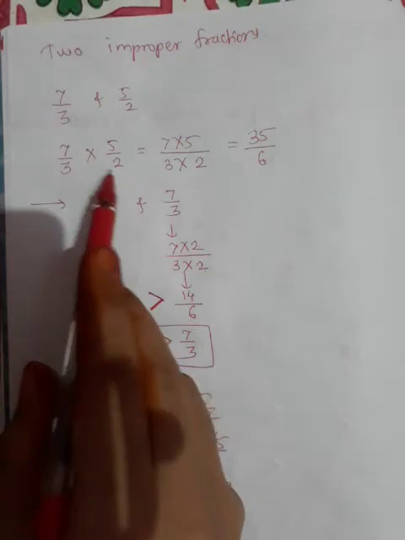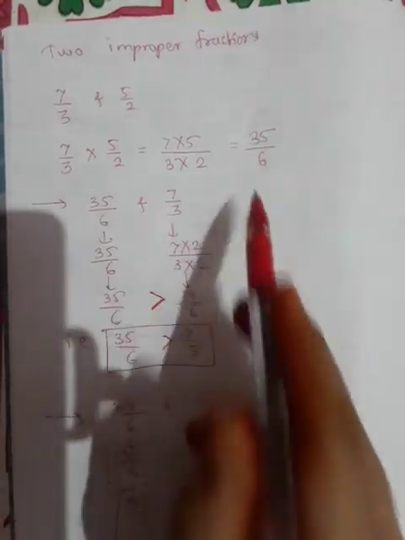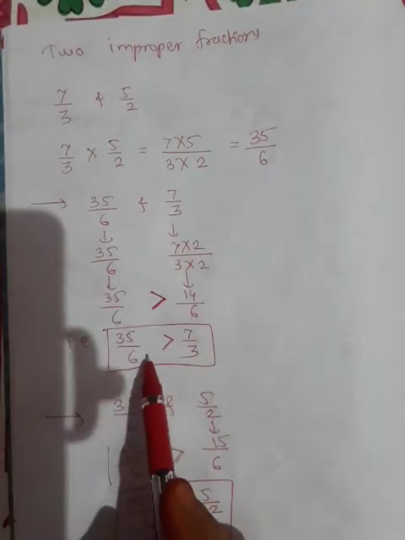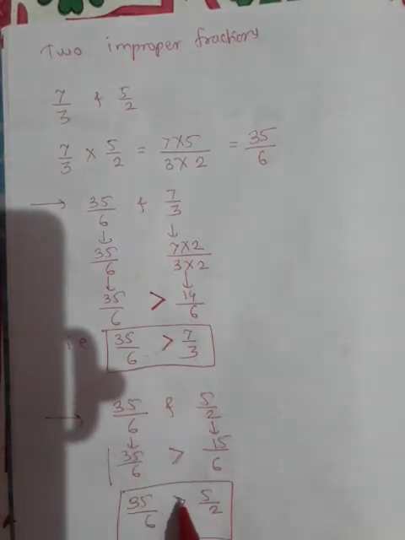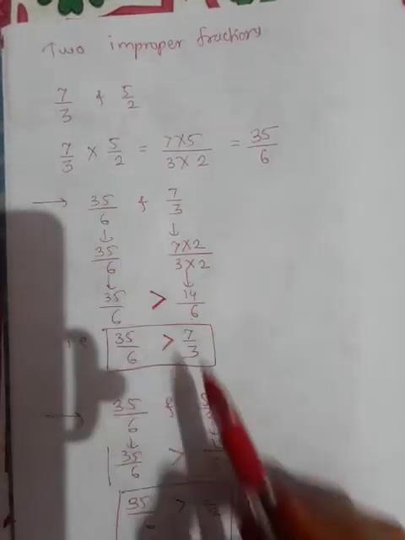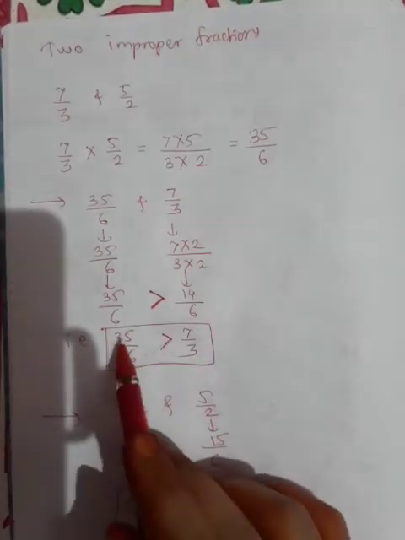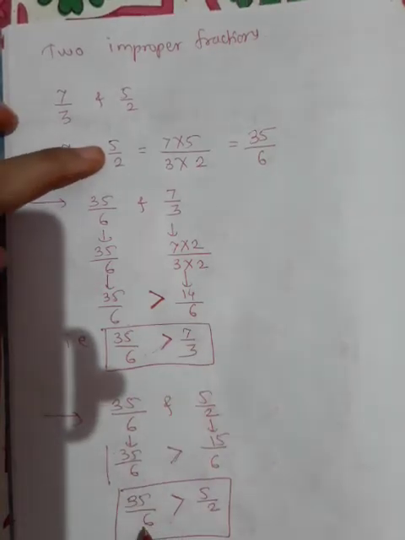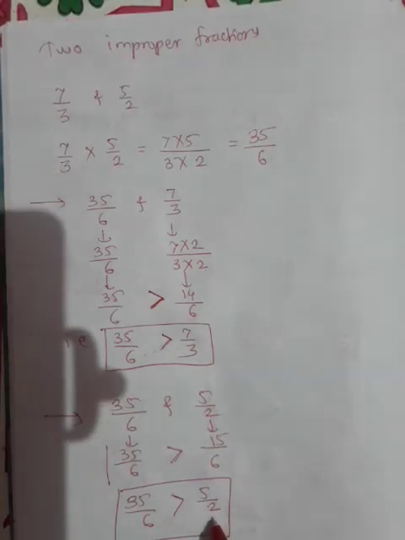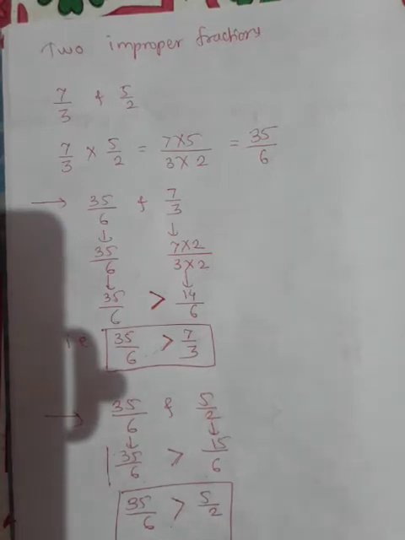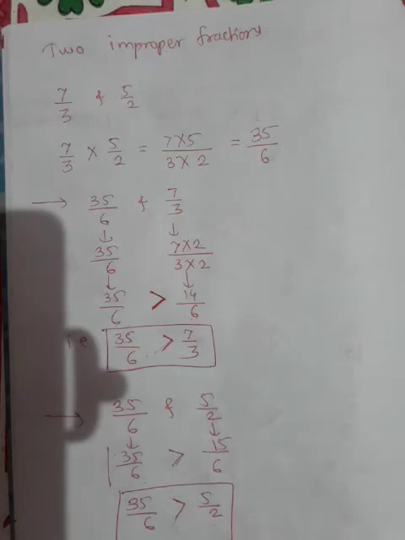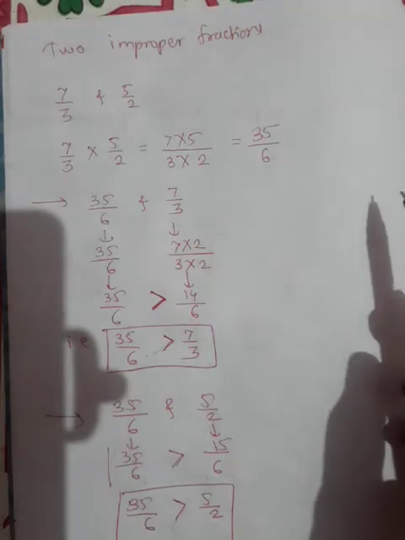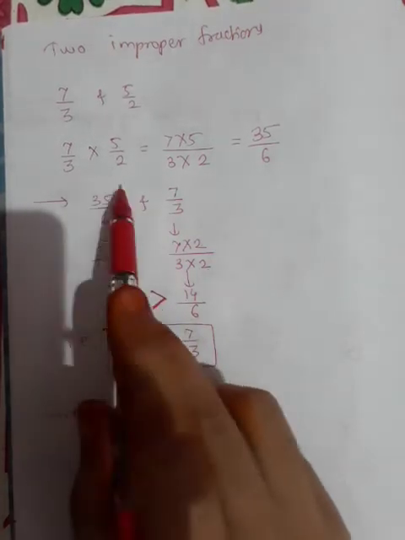When we multiply two improper fractions, the obtained product is greater than each of the fractions. See here, the obtained product 35 by 6 is greater than 7 by 3, and 35 by 6 is also greater than 5 by 2. So the second result is: when we multiply two improper fractions, the obtained product is greater than each of the fractions.